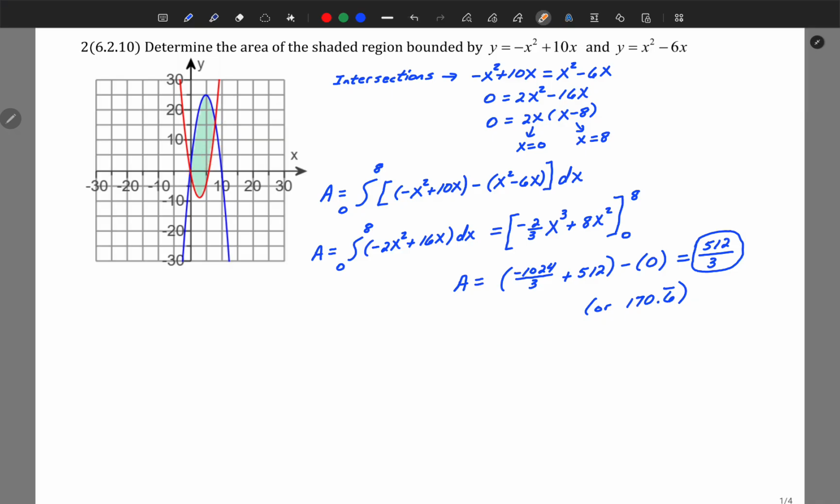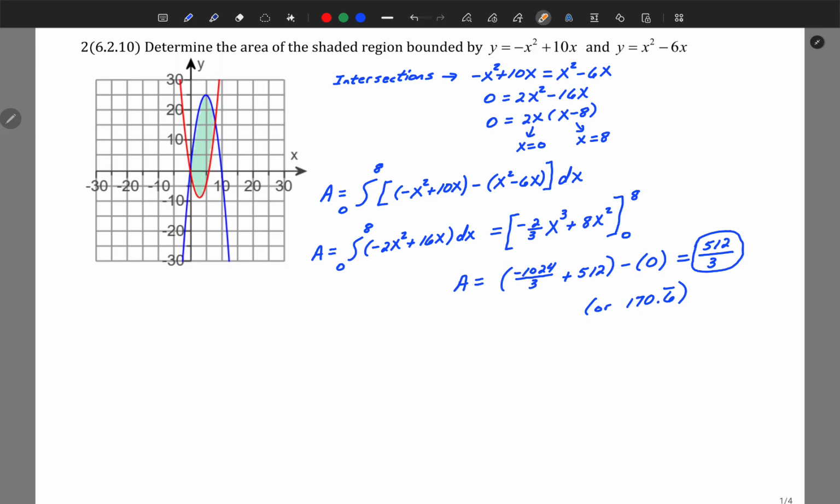Now, it's also very clear here inside of this region that you have a very easily defined top function and bottom function throughout this entire integral. And so you can say, well, the top function is your negative parabola, and then your bottom function is your positive one. So that's exactly what I've done here. I said, well, the area is just from where the intersection begins to where it ends, 0 to 8, of the top function minus the bottom function. After that, we combine terms. -x squared minus x squared is -2x squared. 10x minus a -6x is plus 16x.